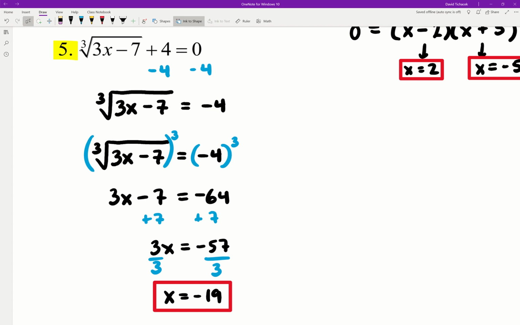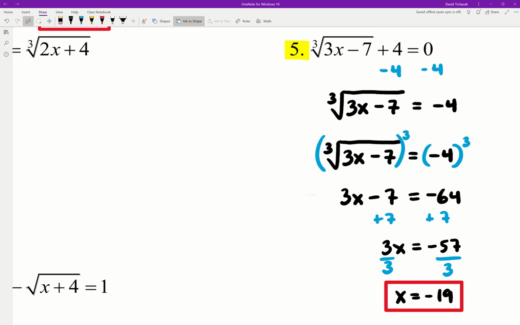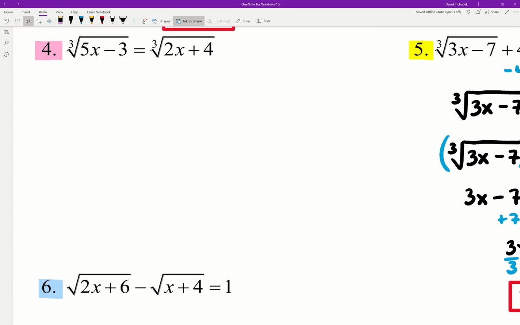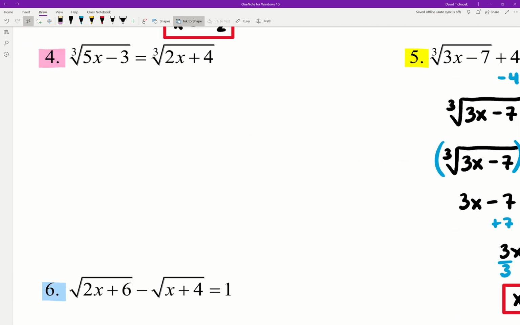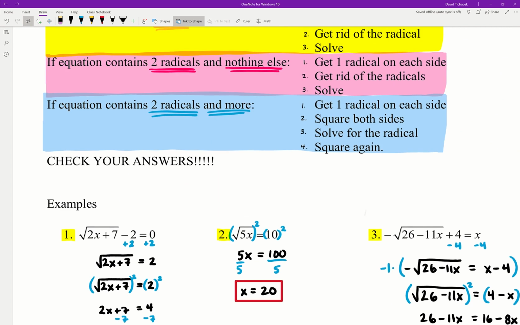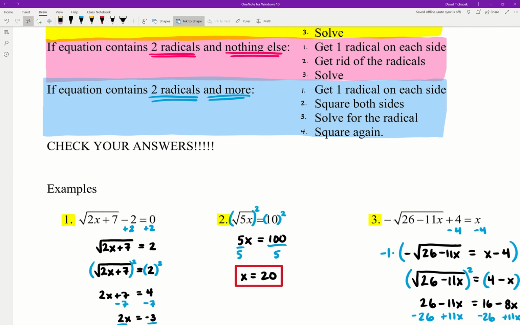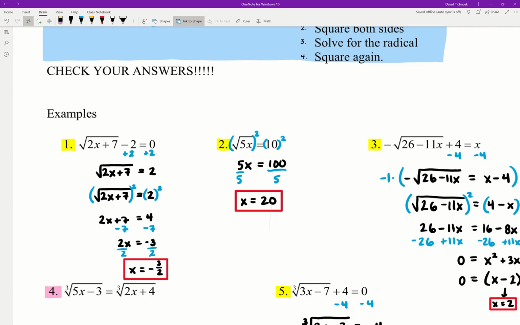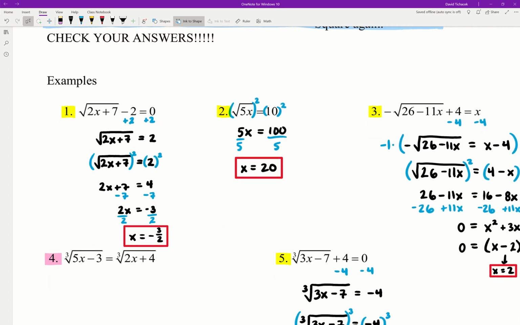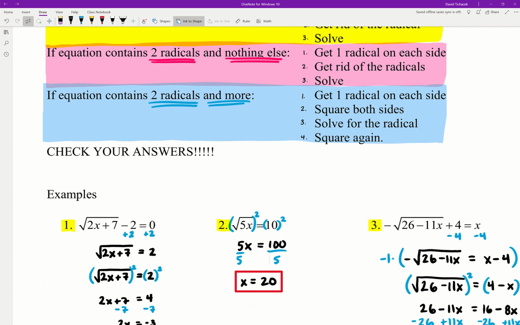Let's go ahead and take a look at another example here. And this is not going to be another yellow example. This is going to be our first pink example of the video, right? So this is going to be an example where you have an equation that contains two radicals and nothing else, right? So the steps here say you want to get one radical on each side, which looks like it was already done for you. In number 4, we have the cube root equals the cube root, so that's already done.